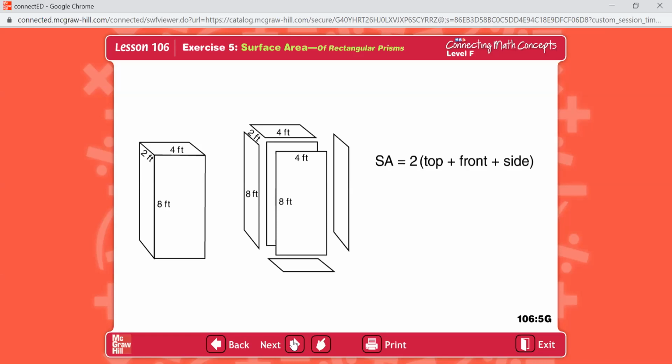New problem. Read the equation for finding the surface area of a rectangular prism. Surface area equals 2 times the quantity of top plus front plus side. Again, surface area equals 2 times the quantity of top plus front plus side. The multiplication for the top is going to be 2 times 4. For the front, it's going to be 8 times 4. And for the side, it's going to be 8 times 2. So we can plug in the numbers 8 for the top, 32 for the front, and 16 for the side, like so.